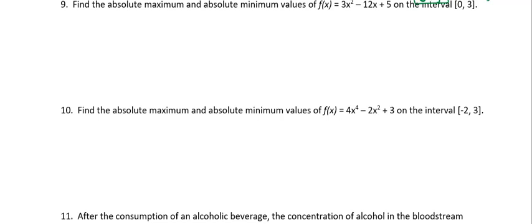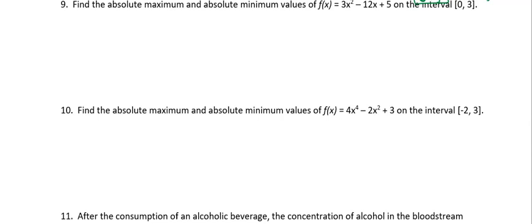So the first thing we need to do is figure out what we're working with. So let's see if we can find our critical numbers. Let's take our derivative, let's set it equal to 0, and we're going to make ourselves a list of points that we need to check. So first things first, let's see if we can get our derivative.